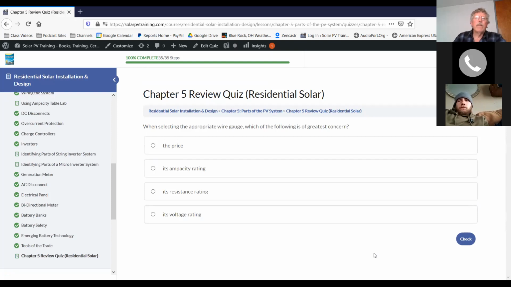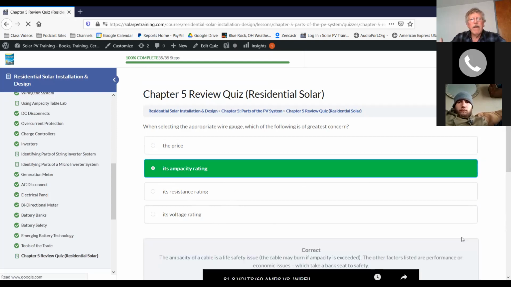When selecting the appropriate wire gauge, which is of greatest concern: the price, its ampacity rating, its resistance rating, or its voltage rating? Well, in this case, we're worried mostly about ampacity, because if you exceed the ampacity rating of a wire, it can burn up, and that becomes a life safety issue. Resistance rating: if you put too small a wire in there and you lose some of the power due to resistance, that's an economics issue.